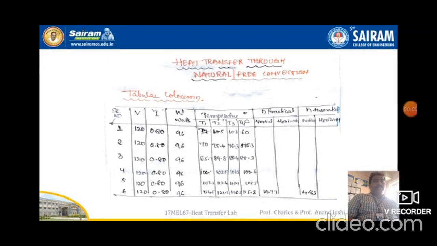Hello students, welcome to the heat transfer lab. Now we are going to discuss the experiment, heat transfer through natural or free convection. Here is the tabular column. In the tabular column, the voltage, current and power in watts, and temperatures T1, T2, T3, T4 are given, along with the heat transfer coefficient for practical, both vertical and horizontal, and for theoretical, vertical and horizontal.